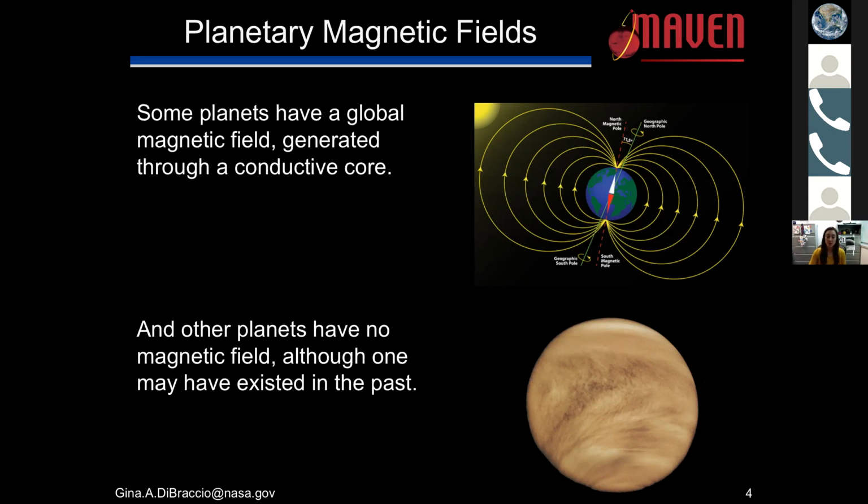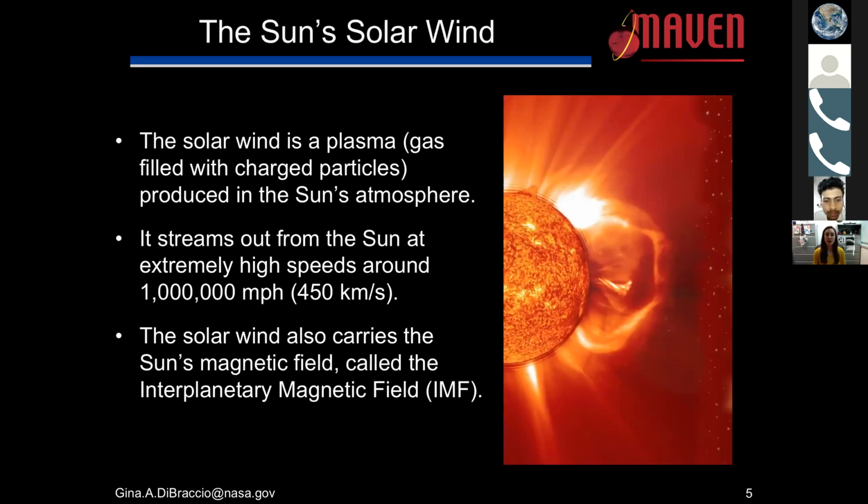But as you see on the bottom, we also have other planets with no magnetic field. And so at these planets, one may have existed in the past, but it's no longer present today. So a perfect example is what I'm showing you here, which is Venus. So we have two very different circumstances that we can come across in the solar system: a global magnetic field or no magnetic field.